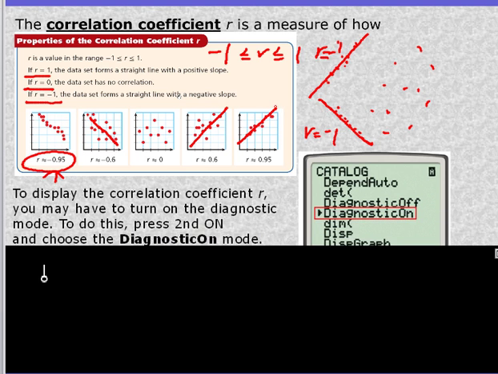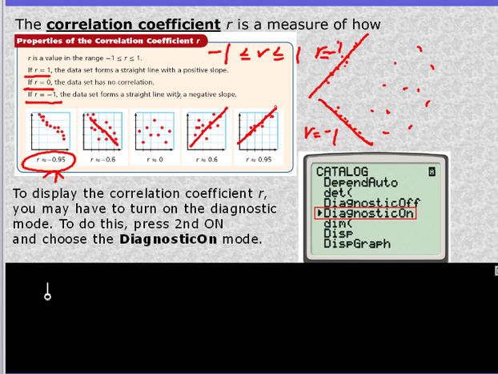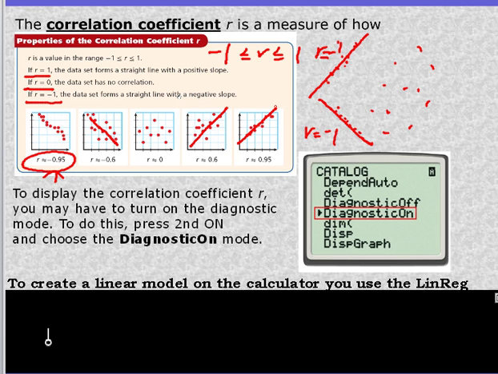So we calculate it the same way we're going to calculate our linear regression model, and I'm going to show you that in a minute. But you need to make sure that it gets calculated by making sure that it's in the right mode. So in order to make sure it's in the right mode, you're going to press second on, which gives you the catalog, and then you arrow down to diagnostic on, hit enter twice to turn it on, and this makes sure that it will calculate your correlation coefficient.